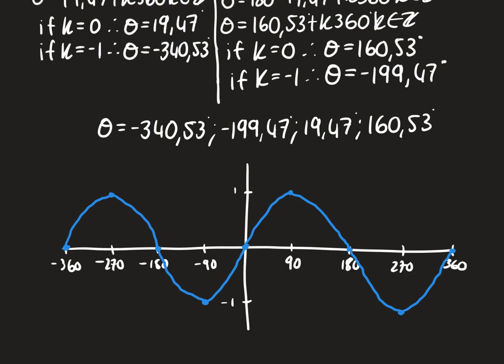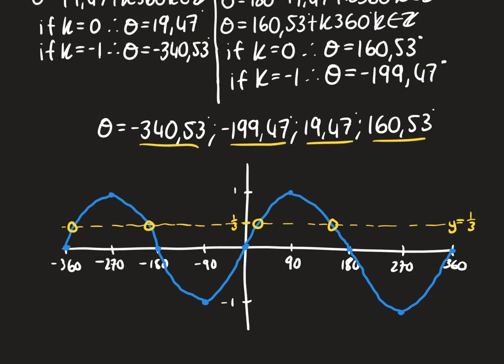Now, let's have a look. We've got a third, which is going to be somewhere here. So if I had to draw a dotted line going like this across, how many times does that line cut this graph? It cuts it 4 times. 1, 2, 3, 4. How many answers did we get here? 1, 2, 3, 4. And I'm pretty sure these answers are going to link.